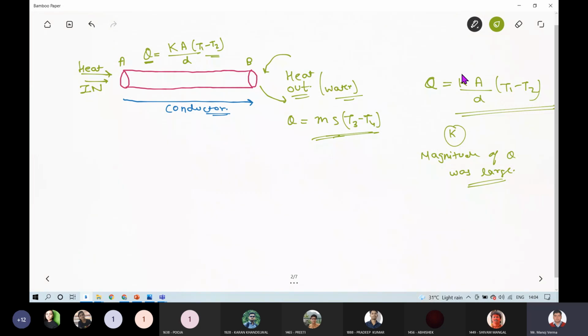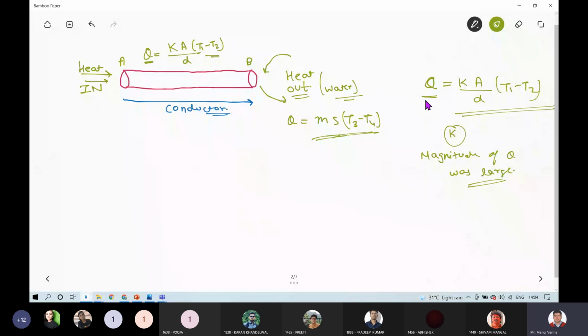So in that case, if we had been using this same setup for a bad conductor, then the value of Q, the amount of heat transferred through this sample, was very low. And in that case, measuring the amount of this heat transfer by any means would be practically difficult, would be practically impossible.